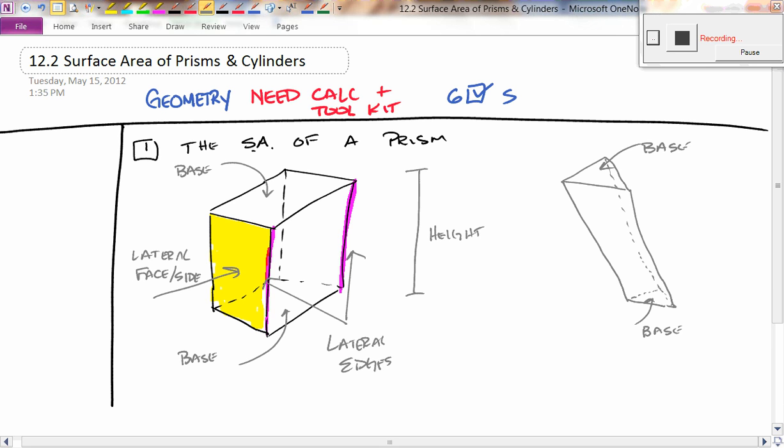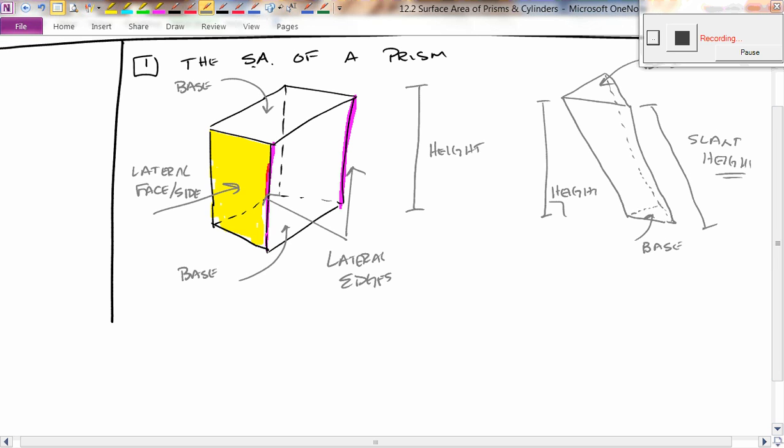We have a height, which is floor to ceiling vertical. So our height for this part is floor to ceiling, vertical, 90 degrees. We have a new term, this piece over here, that's called the slant height. We're going to deal with these throughout the unit. We still have a lateral face, but the new term is a slant height. I wanted to point out the difference between a slant height versus a regular height.